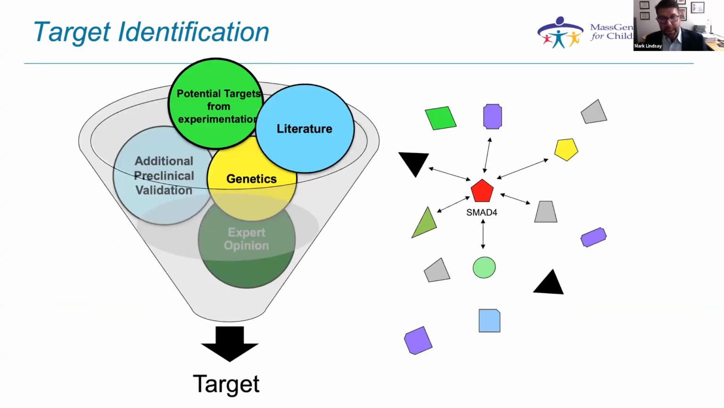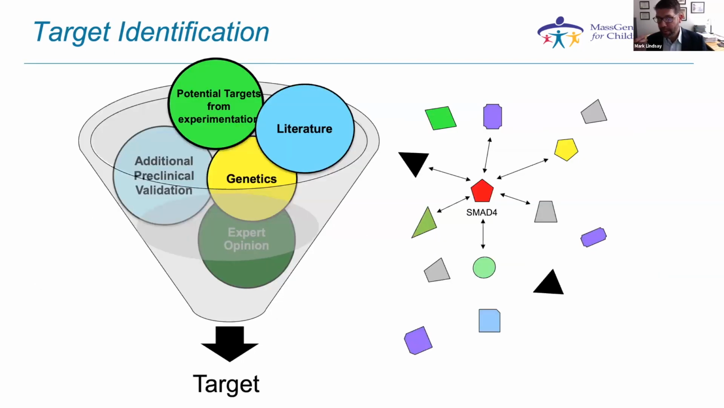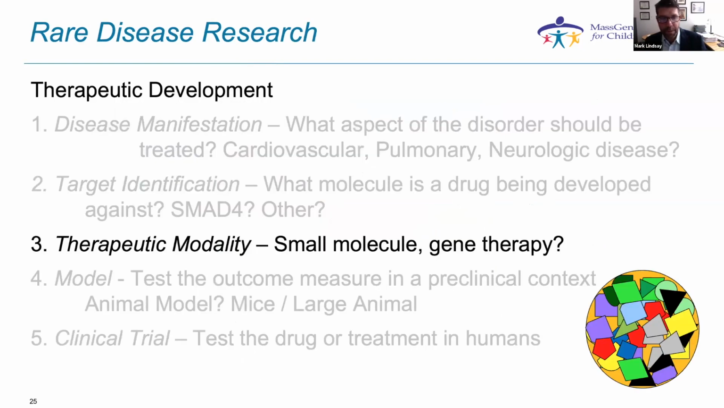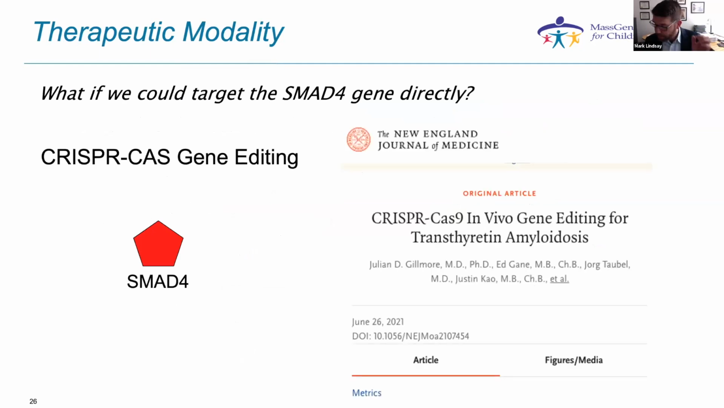Target identification, I think we went over this before, but how do you decide what these non-SMAD4 targets are? You have to go through a process of experimentation and looking in the known literature, testing it out in the mouse, and figuring out whether we are going to go for on target for SMAD4 or a related molecule. And then picking the therapeutic modality. There are ways now, and this is something we really want to do, to target the SMAD4 gene directly through genomic engineering.